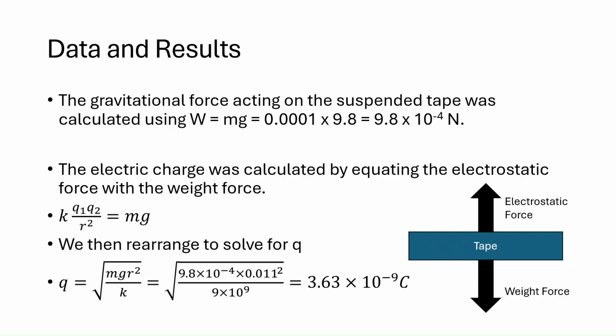The weight force was calculated using W equals mg. This was then equated with the electrostatic force as demonstrated using the free body diagram, where the electrostatic and weight force directly oppose each other. We use the assumption that the charges of both tapes are equal to Q, and then by rearranging the equation to solve for Q, we calculate the charge to be 3.63 times 10 to the minus 9 coulombs.